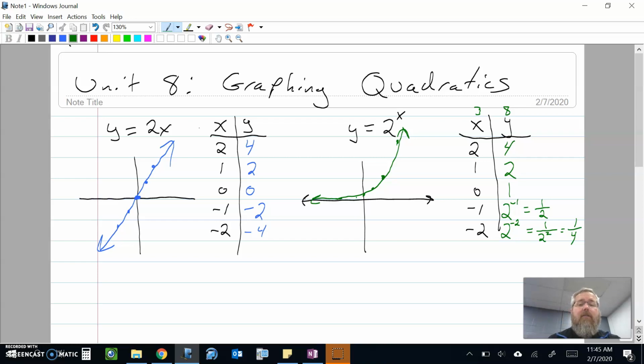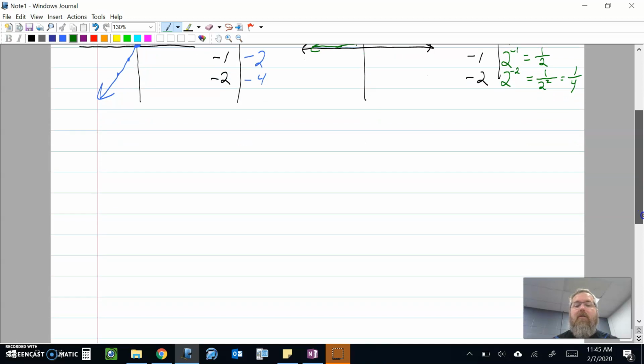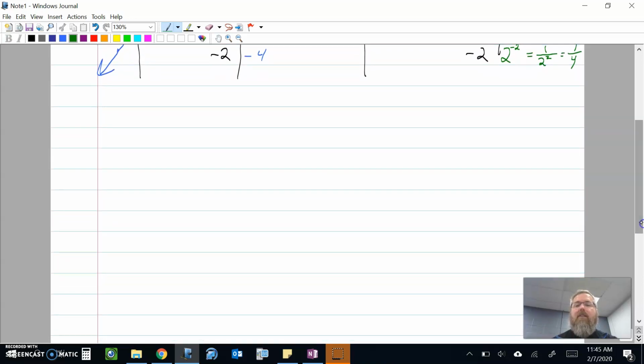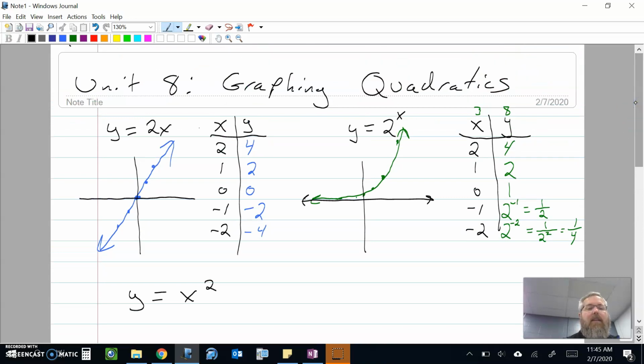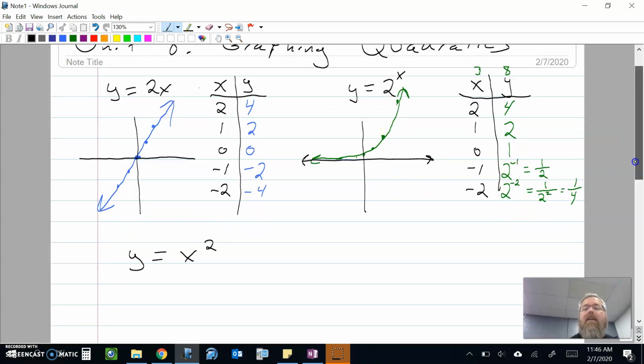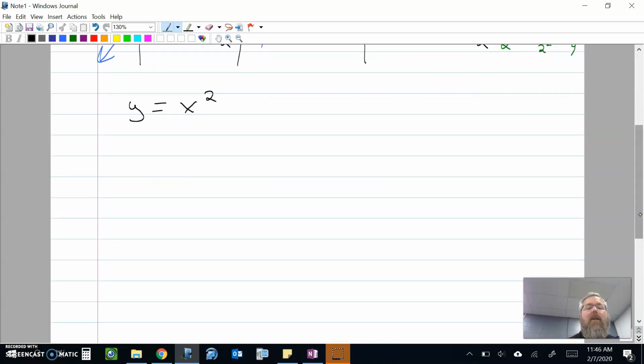So we've talked about linear. We've talked about exponential functions. Today, we're starting a new family of graphs, which is called quadratics. Quadratics look like y equals x squared. Look at where the 2 has been in each one of these. We had y is equal to 2 times x. Here I got y is equal to 2 to the power of x. Now we're going to start exploring y is equal to x to the power of 2. So once again, let's make a table of values.